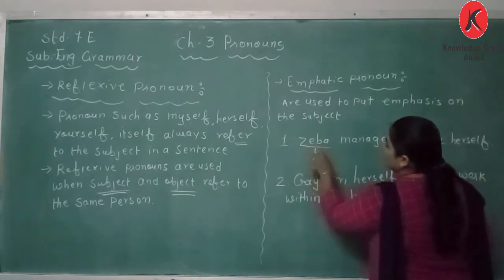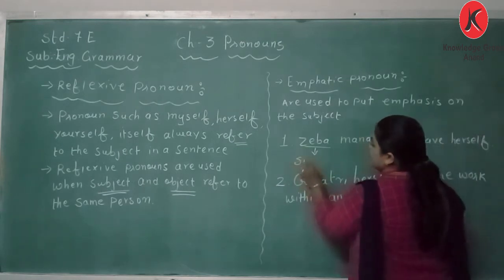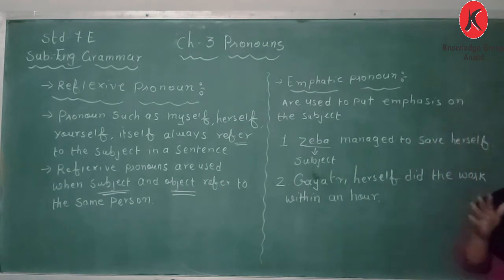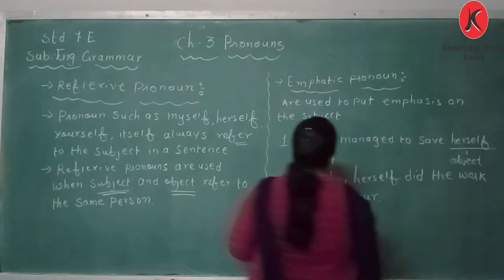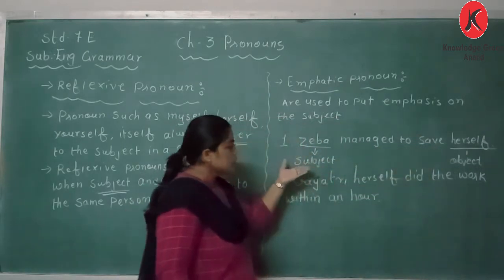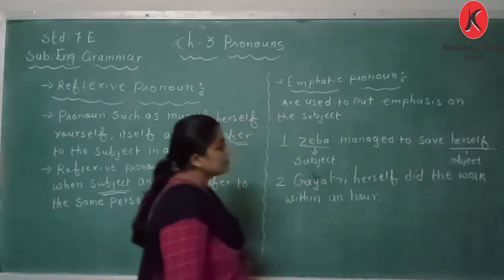What is Zeba in the sentence? Zeba is a subject in the sentence. Herself is an object in the sentence. Zeba managed to save herself. So, Zeba is the subject in the sentence and herself is its object.